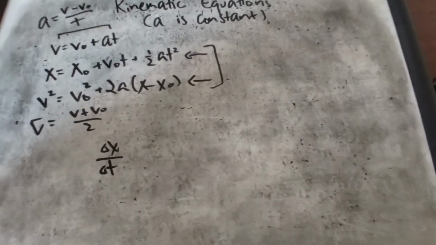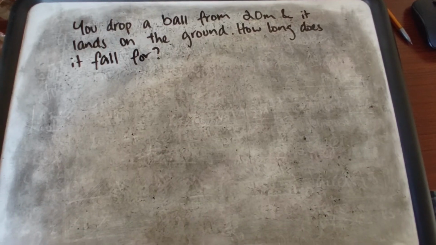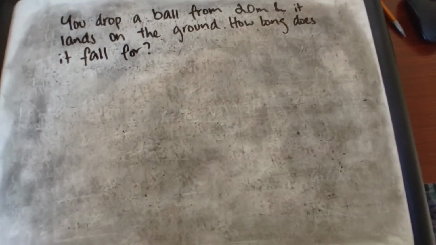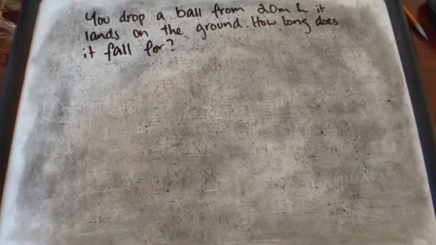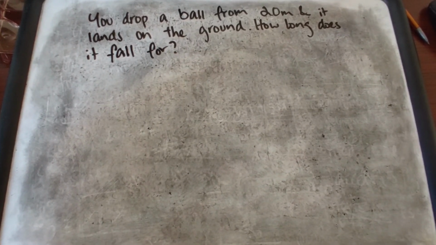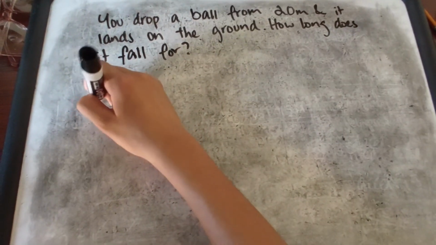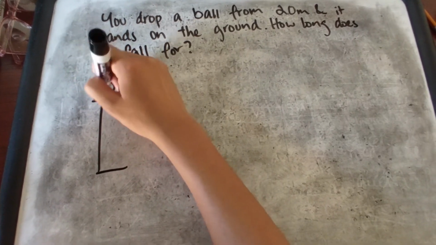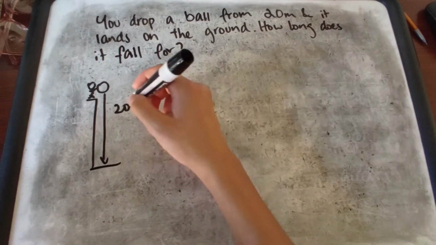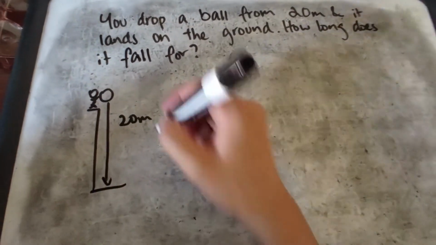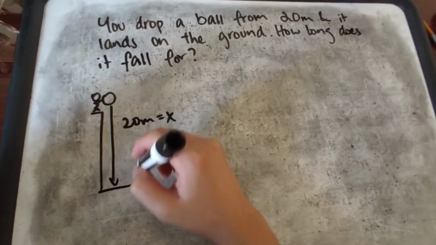So let's go over an example where we could use these kinematic equations. Let's say you drop a ball from 20 meters and it lands on the ground. How long does it take for the ball to reach the ground? Because this is a physics problem in general, it's best to draw a diagram. So let's say you're on this cliff, and this is you with the ball. You drop the ball, and the ball travels a total distance of 20 meters. So its total displacement would be 20 meters, and that would equal x, the total displacement. And we're trying to find the t.